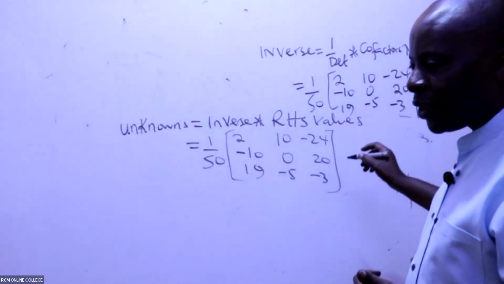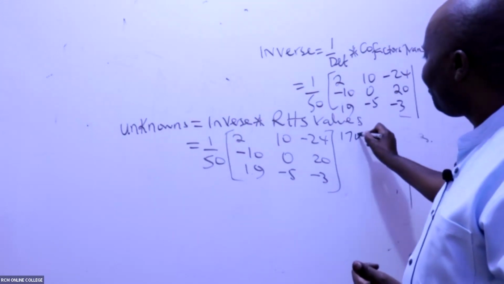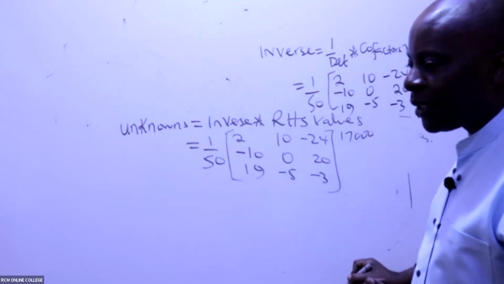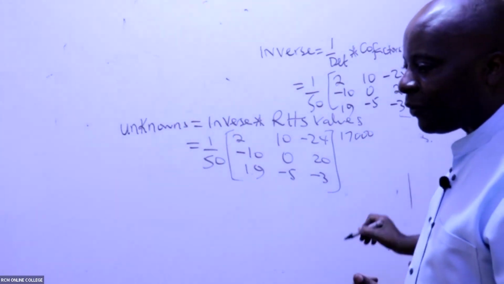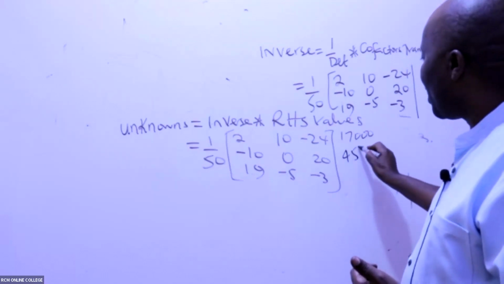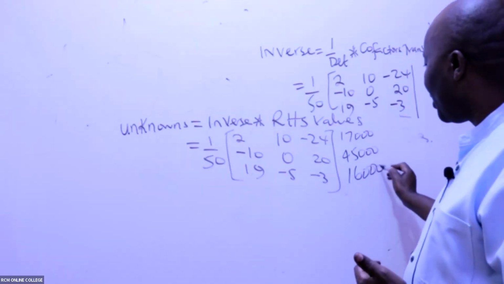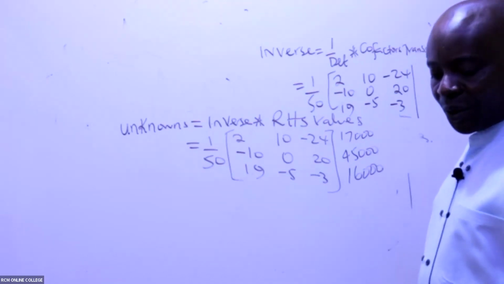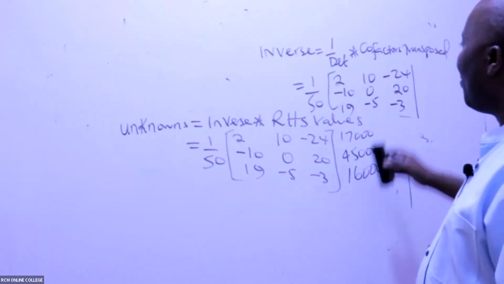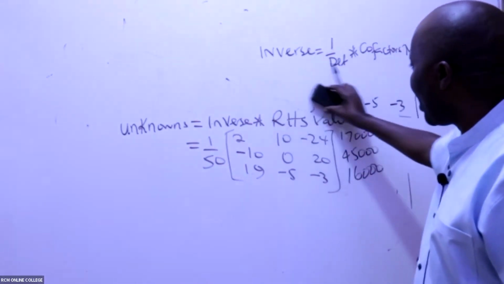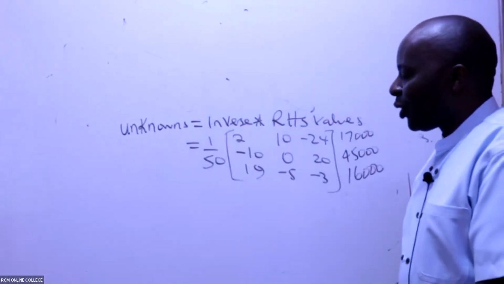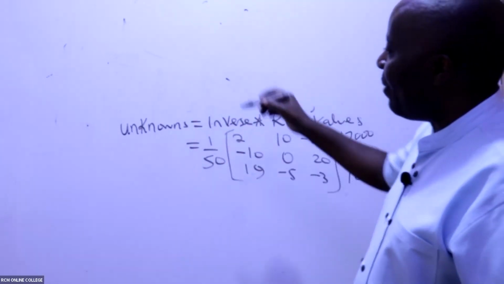The first one was 17,000, and then we have 45,000, and then now we have 16,000. Thank you so much. So then you go ahead and do your multiplications. The first unknown was A, remember A.